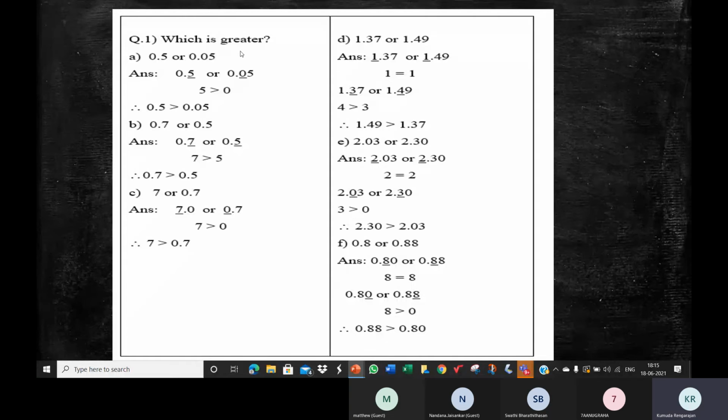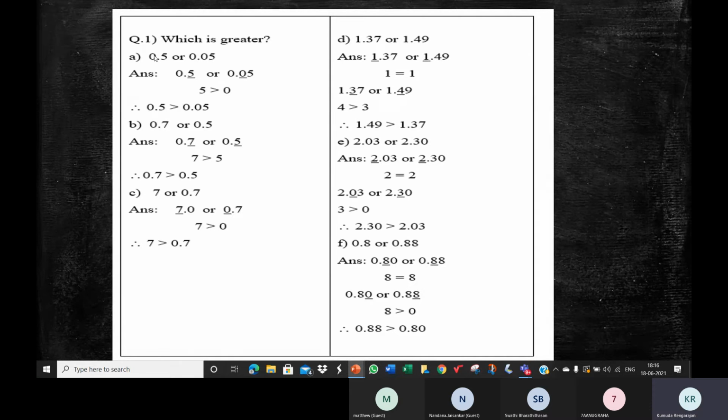Now, to compare them, there are two ways. I'll just tell you this one now, what you see on the screen. Look at the whole number part, children. You know that a decimal has two parts: the whole number part, which is before the decimal point, and the decimal part, which is after the decimal point.